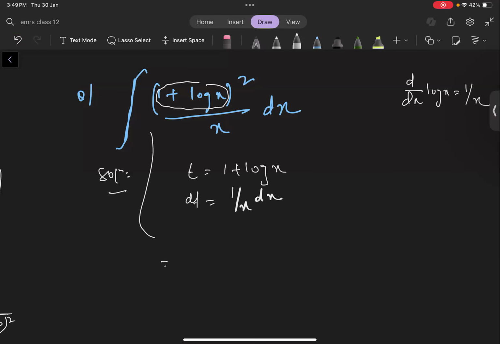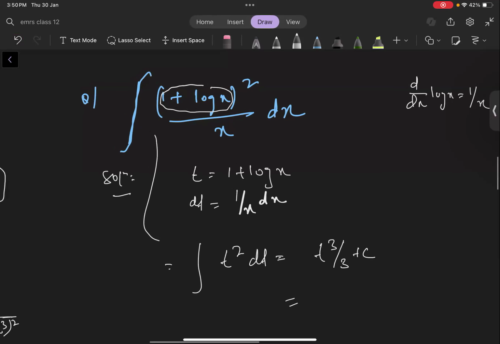Now this becomes very easy for you. So the question is t square, and dx by x is nothing but dt. And the integration of t square is nothing but t cube by 3 plus c. Earlier, if I missed putting this integration constant plus c, then you can put it by yourself. So we will replace this t with (1 plus log x) whole to the power 3 divided by 3 plus c.